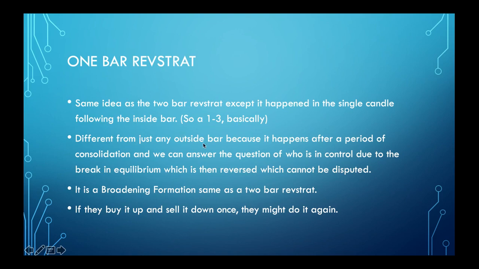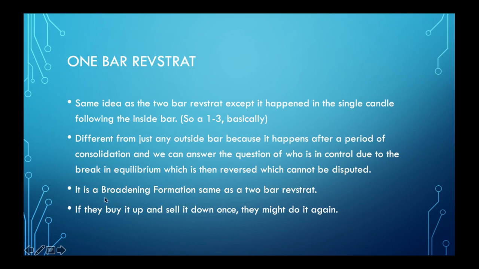It's different from just any outside bar, and we discussed some of this on Twitter, because it happens after a period of consolidation, and that is an inside break. That's already an actionable signal in the direction of the break. If it reverses, like in the one-bar rev strat, and breaks in the opposite direction, it's still actionable in the opposite direction. Just keep in mind the previous admonitions. And we can answer the question of who's in control due to the break of equilibrium, which is then reversed. That cannot be disputed. It is a broadening formation.